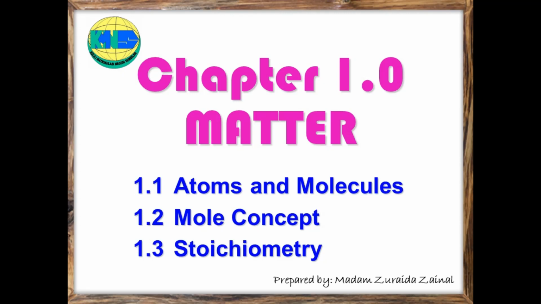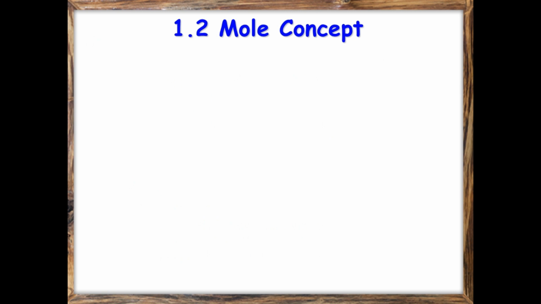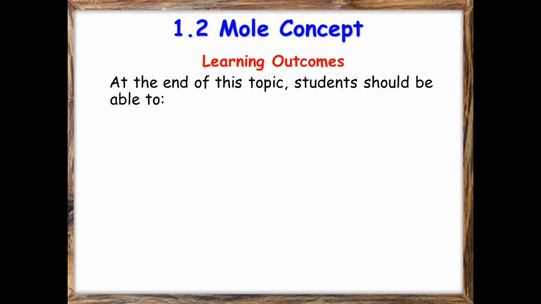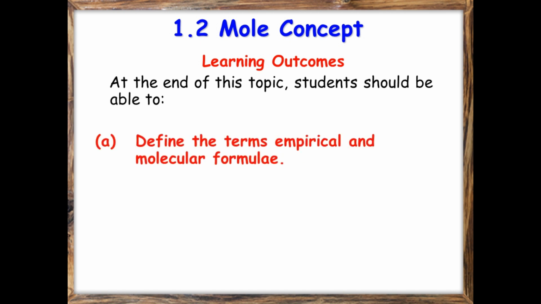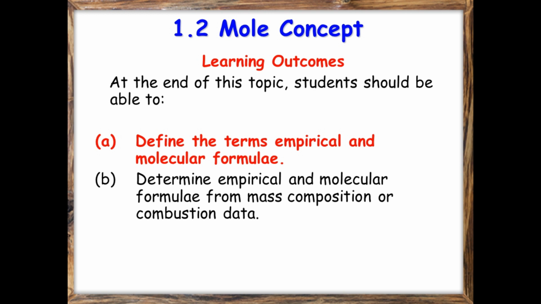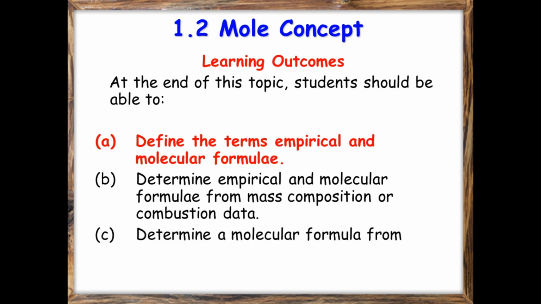We continue with the second subtopic of Chapter 1, mole concept. The learning outcomes. At the end of this topic, students should be able to: A. Define the terms empirical and molecular formula. B. Determine empirical and molecular formula from mass composition or combustion data. And C. Determine a molecular formula from experiment.